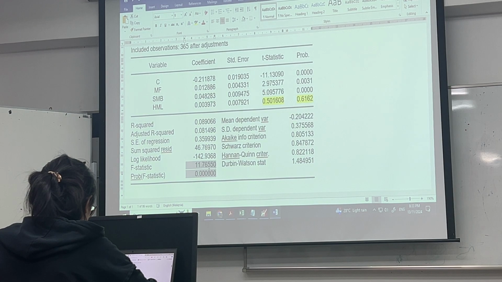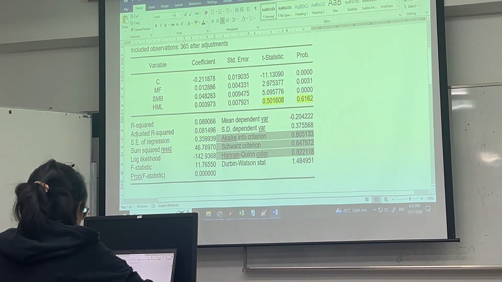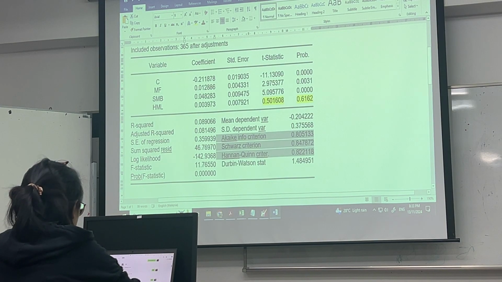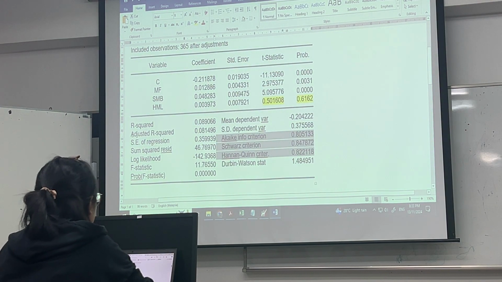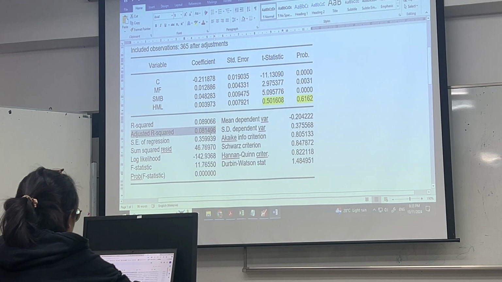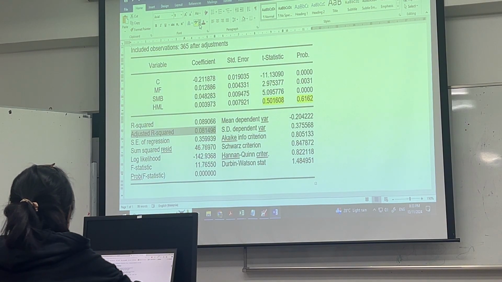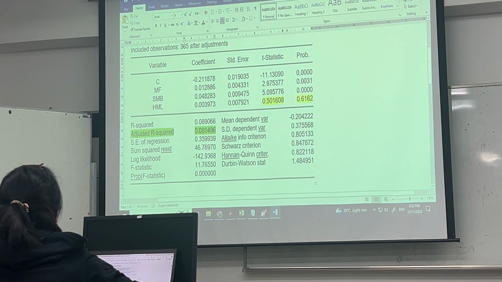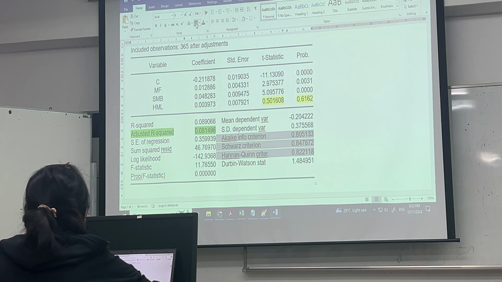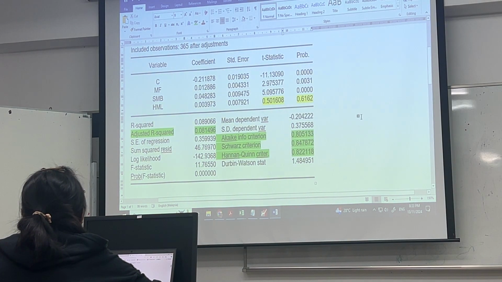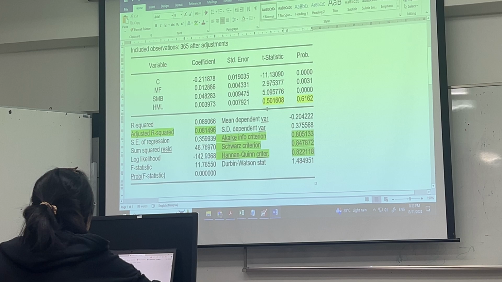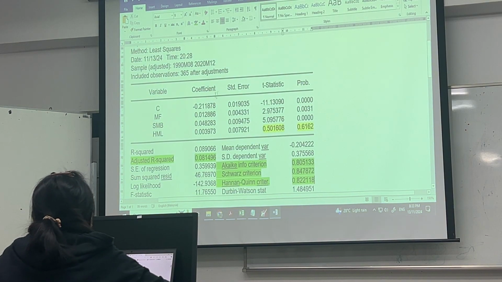What else information I can get from here is the AIC, SIC, as well as these criteria. These are the model selection criteria, right? So they are used together with the adjusted R square. If you have different types of models and you want to compare amongst them, these are the information criteria you can use. Let's say you want to compare whether a 3-factor model is better or the 5-factor model. You can use these model selection criteria to compare.